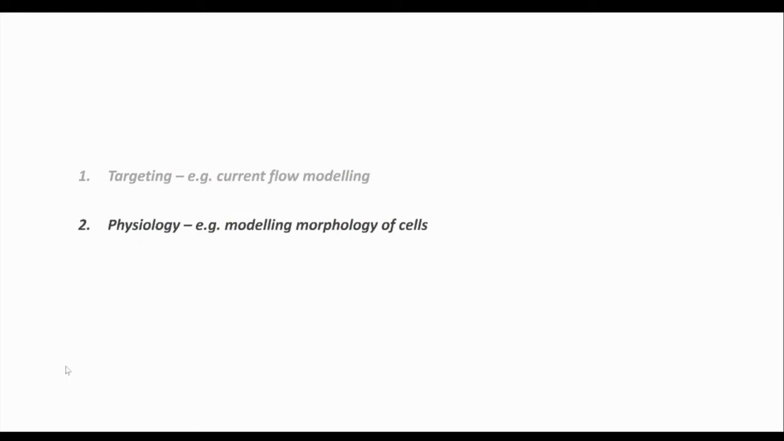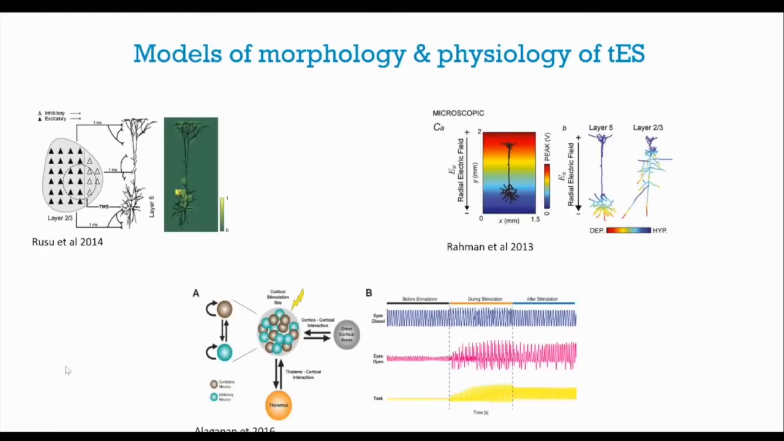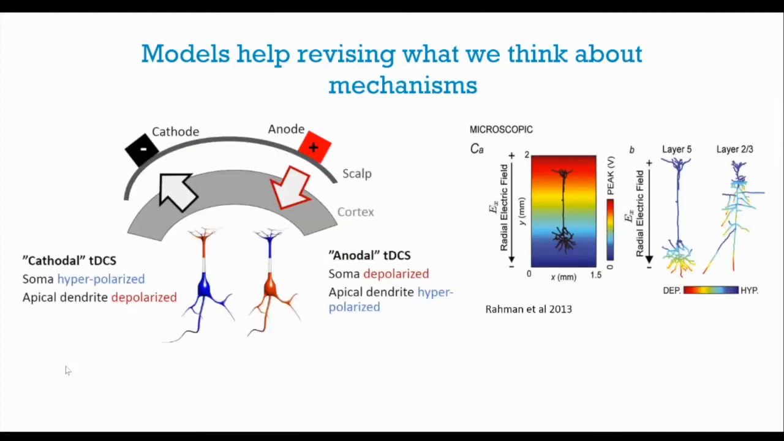And again, there is work. These models vary a lot in terms of their focus, in terms of their level of observation. They focus on specific single cells, on entire neural networks, and anything in between. And I'm just going to give a few cherry-picked examples of the kind of questions that one can address. The first point common to all these models is that ultimately they can help revise what we think about the mechanisms of TMS or tDCS.